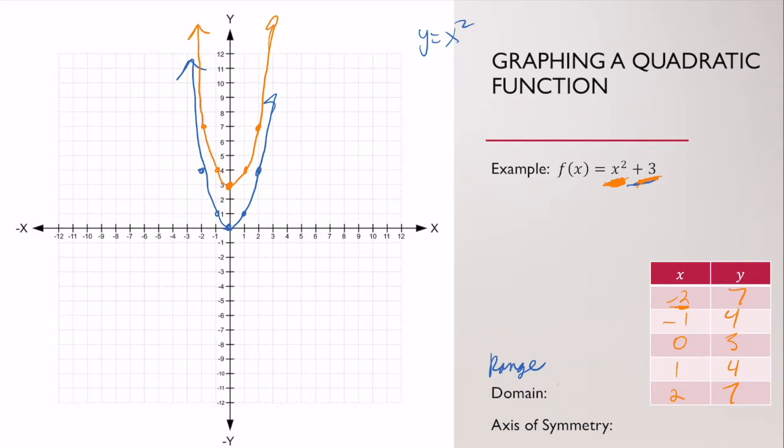It has the same domain and the same axis of symmetry, but my range has changed, the possible y values. Now my range goes from 3 to infinity. This graph was shifted up 3. We added 3 to our y values.